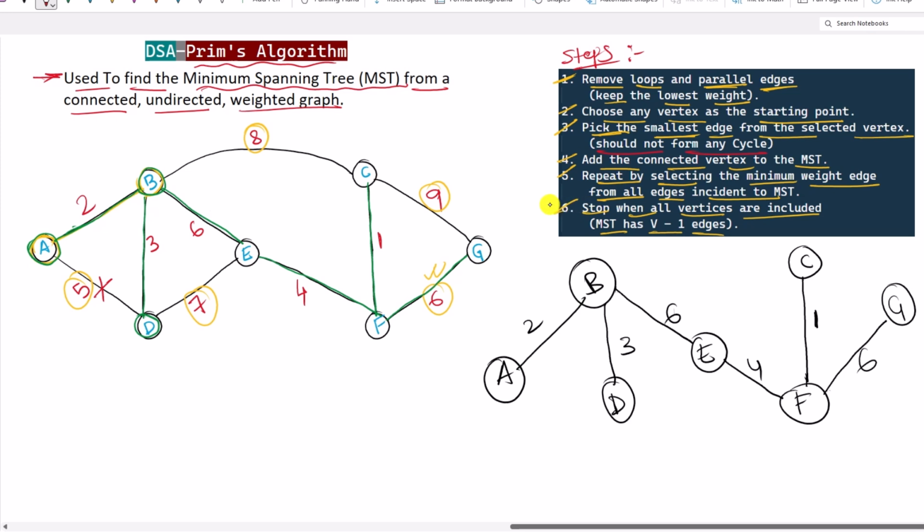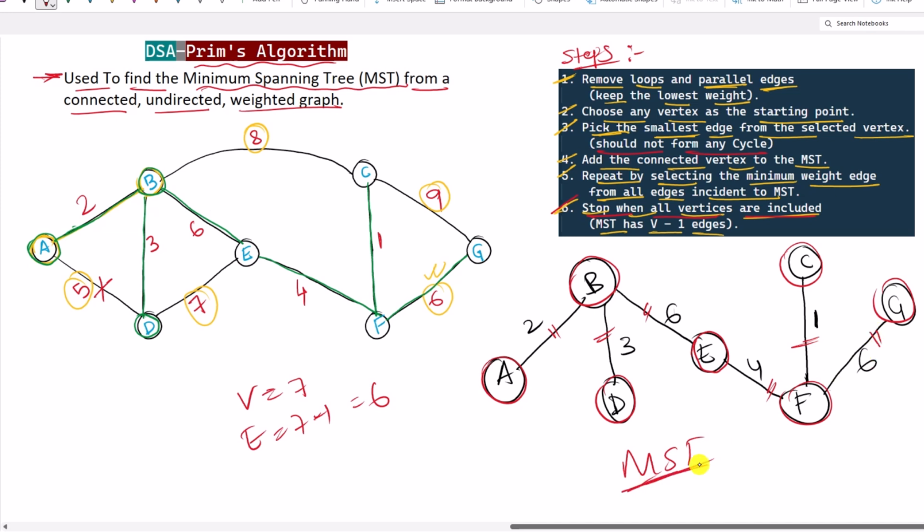According to this algorithm we can now stop this process because we have included all the vertices in our minimum spanning tree. Here we have a total of 7 vertices. So in our minimum spanning tree, the edge count will be 7 minus 1, so it will be 6. Here we have 1, 2, 3, 4, 5 and 6 edges in our minimum spanning tree.